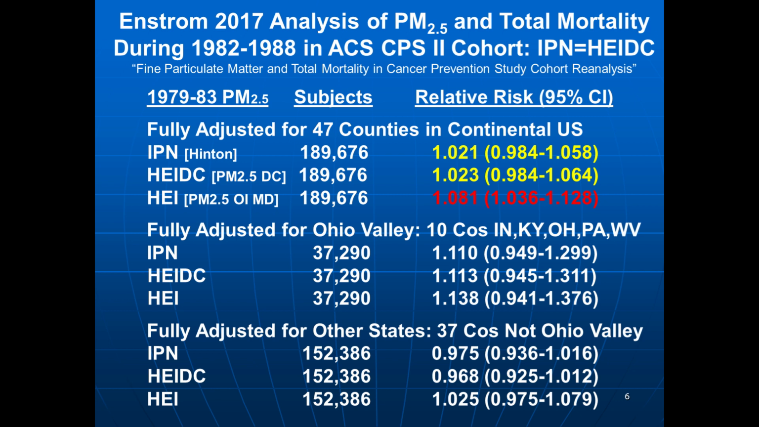If you use data that's actually contained in the 2000 reanalysis report but not used, that's the second line down, you come up with the exact same answer, 1.02. But if you use the data that was used in the 95 paper and was the only data that was used in the reanalysis, that's called the HEI values, you come up with a positive effect, 1.08.